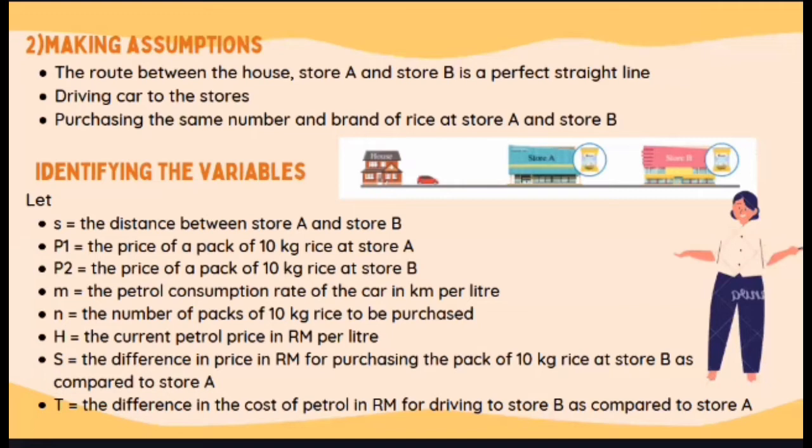S equals the difference in price in RM for purchasing the pack of 10 kg rice at store B as compared to store A. T equals the difference in the cost of petrol in RM for driving to store B as compared to store A.